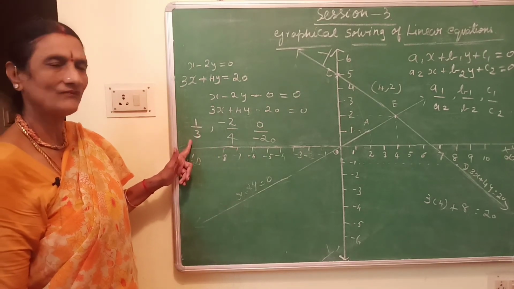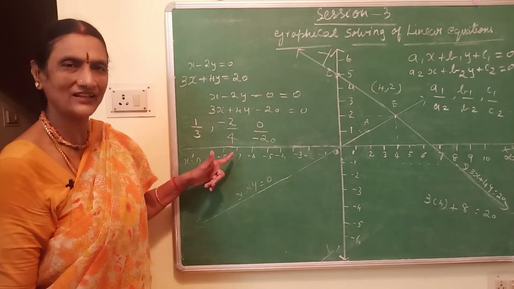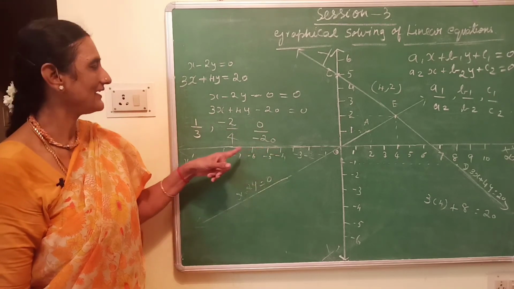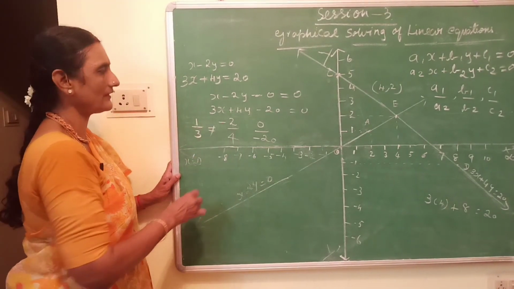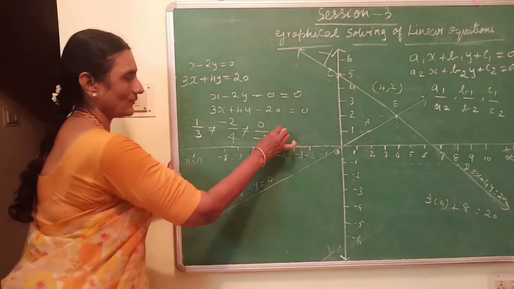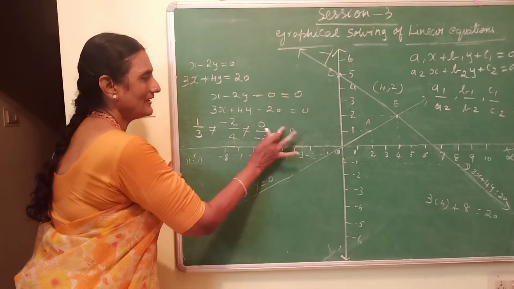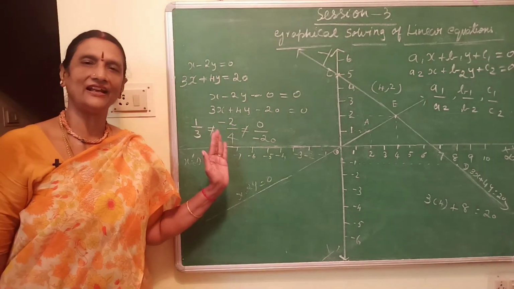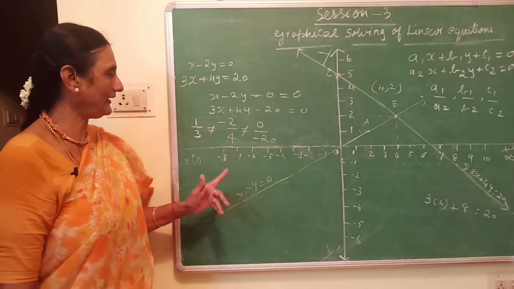1 by 3, can we say that it is equal to minus 2 by 4? No. Minus 2 by 4 is minus 1 by 2, and 0 by minus 20 is obviously 0. Correct? So, 1 by 3 is not equal to minus 2 by 4. Minus 2 by 4 is not equal to 0. So this particular value is 0. Therefore, we can simply write not equal to. That is, all the three ratios are unique.